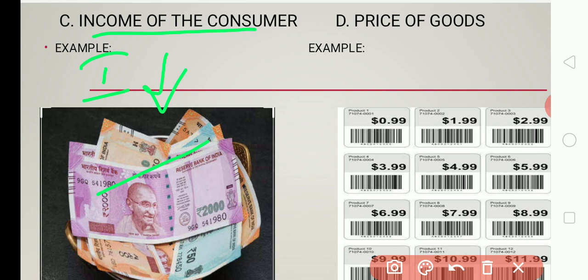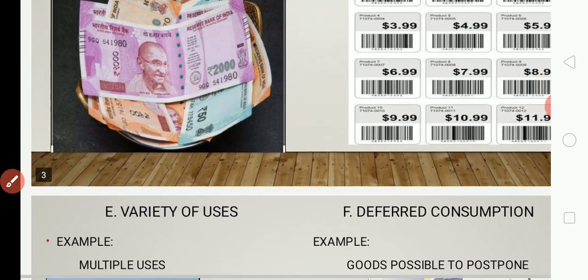And the fourth one is price of a good. Each and every good has a price, different prices for different commodities. Very high price goods or low price goods have less elasticity of demand. So minor changes in the price of these goods will not affect their demand. So price of the goods is another factor which is determining the demand.